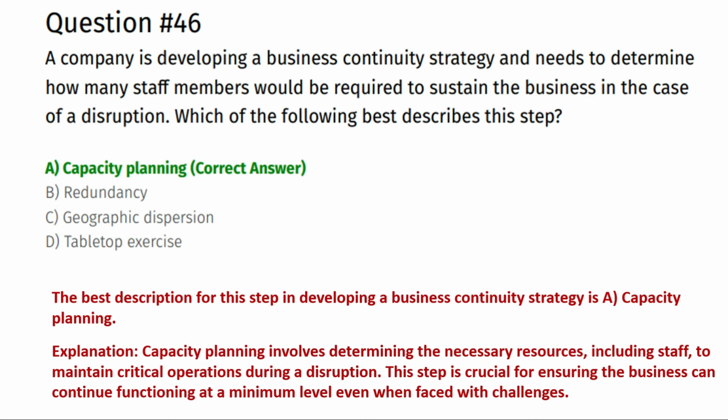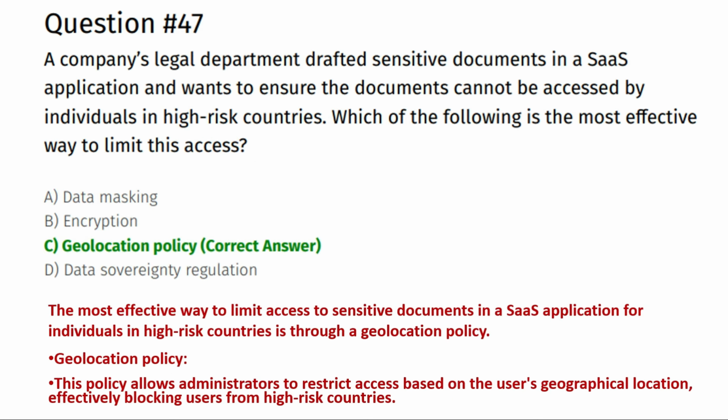And the explanation is, capacity planning involves determining the necessary resources, including staff, to maintain critical operation during a disruption. This step is crucial for ensuring the business can continue functioning at a minimum level even when faced with challenges. So that's why the correct answer is A, capacity planning. So let's move to the next question.